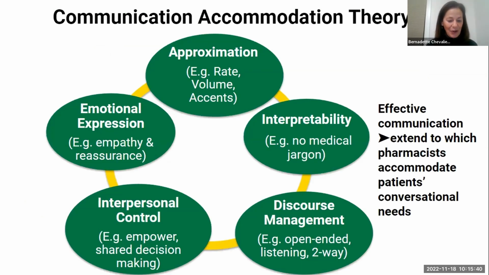So CAT assumes two-way communication takes place and proposes that there are at least five strategies that can be used for effective communication. I'll start with approximation. This is about speech production, or how well pharmacists match patients' speech, their volume, their pace, or even their use of shared accents or colloquialisms.